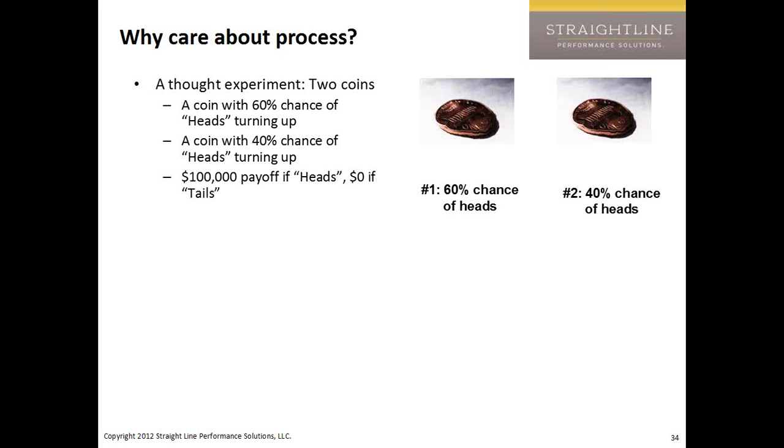Now, here's the thought experiment for why we care about the process, right? So suppose that in this situation you were given the information, say from collecting data previously, that there was a 60% chance that coin number 1 came up as a head, and there was only a 40% chance that coin number 2 came up as a head. Well, this isn't rocket science, but the question would be, what coin would you choose to bet on?